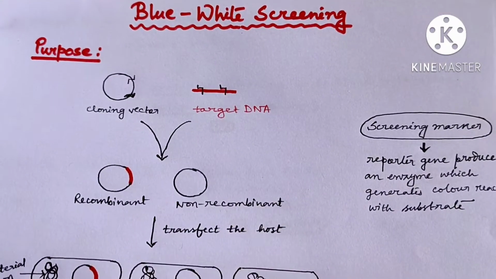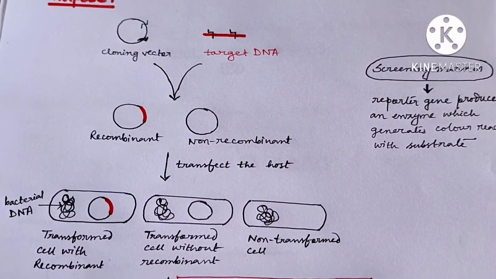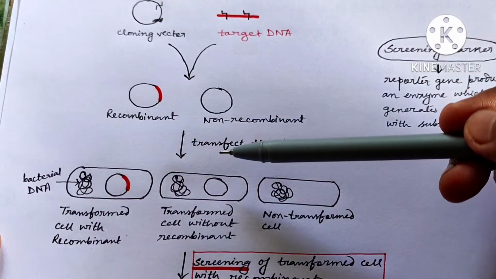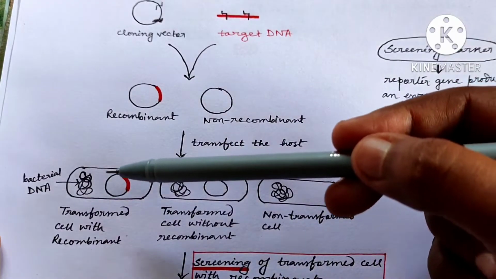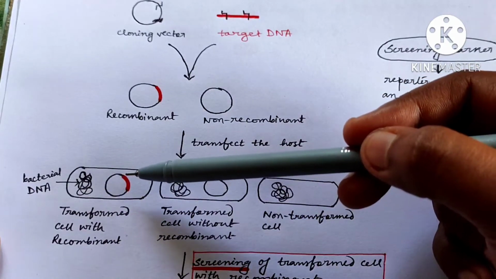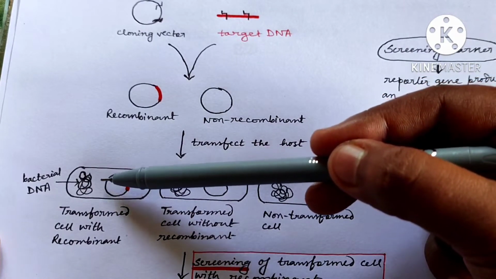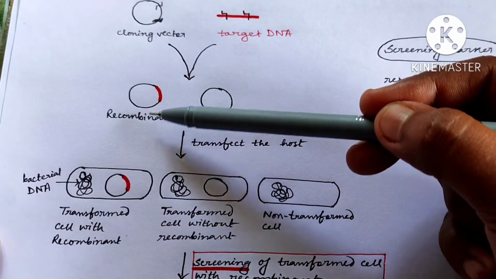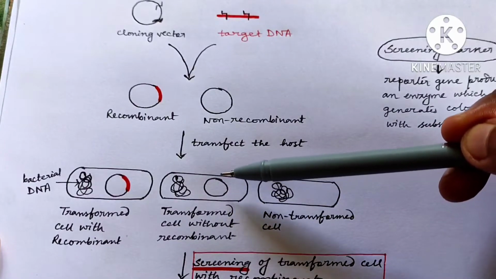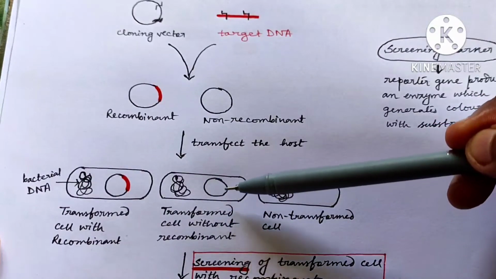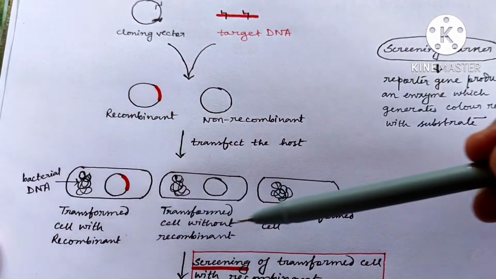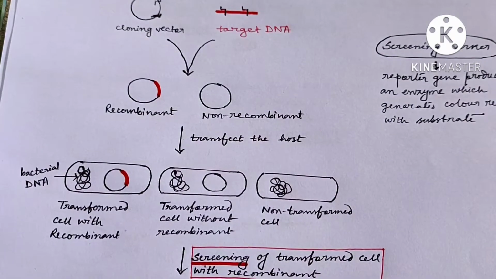Now you need to transfect your cloning vectors into the host. So now introduce your vectors into the host. Here three things may happen. This is your bacterial host, and this is the bacterial DNA. Either your host will get transformed with the recombinant DNA, or it may get transformed with non-recombinant DNA, or it may not incorporate the cloning vector at all. These are the three things that can happen after the transfection.